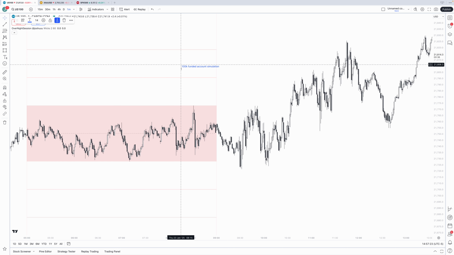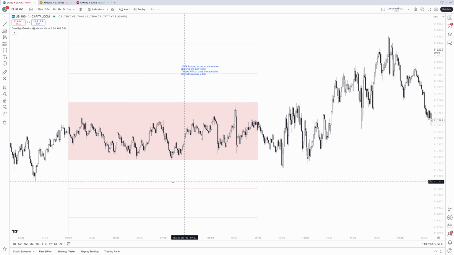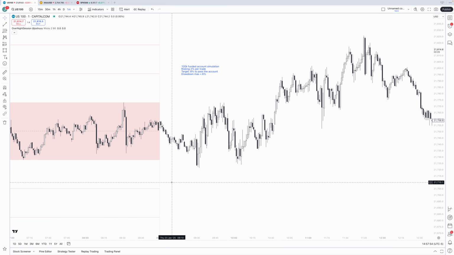Risking 2% per trade. Now, our target is 8% to pass the account, and then our maximum drawdown is 6%. Let's do it. So liquidity sweep, break of structure, entry off of a PD array.